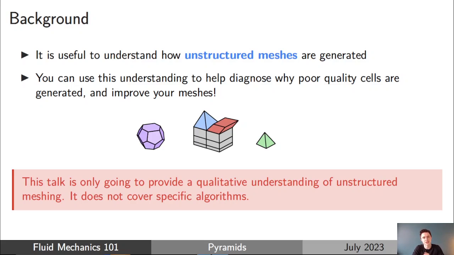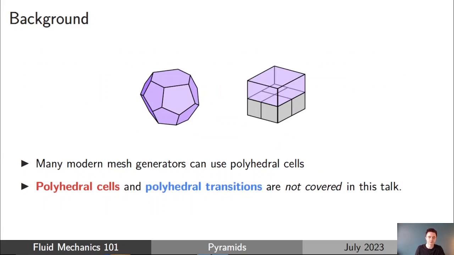Before jumping into the talk, I just wanted to emphasize that I'm not going to be going through specific meshing algorithms here. I'm not going to be showing you exactly how a particular mesh generator generates an unstructured mesh, but I'm going to be giving you some qualitative understanding so you can see the process for how cells are assembled into an unstructured mesh.